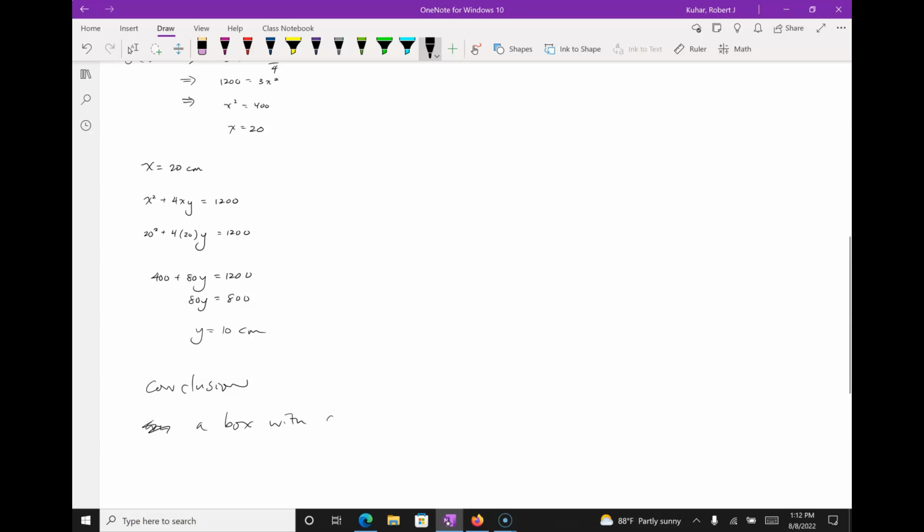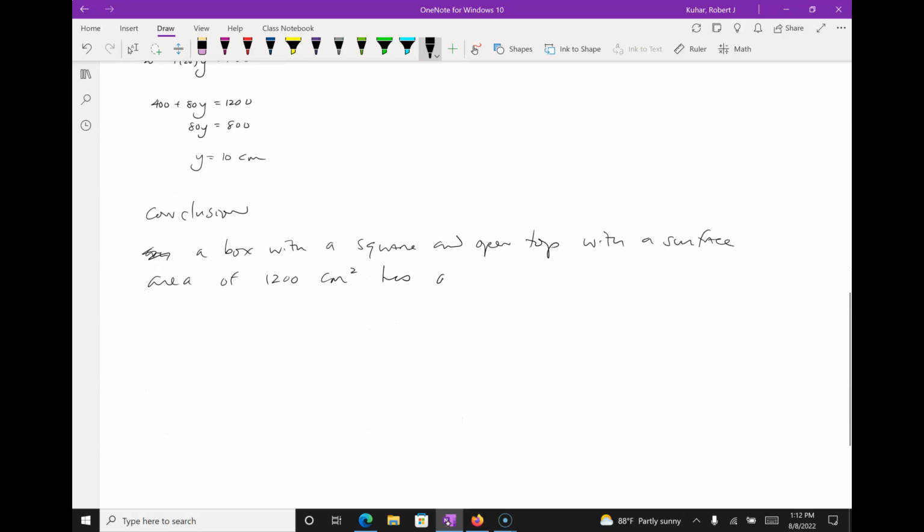A box with a square base and open top with a surface area of 1200 centimeters squared has a max volume of 20 squared times 10, which is 4,000 centimeters cubed, with dimensions x equals 20 centimeters, y equals 10 centimeters.